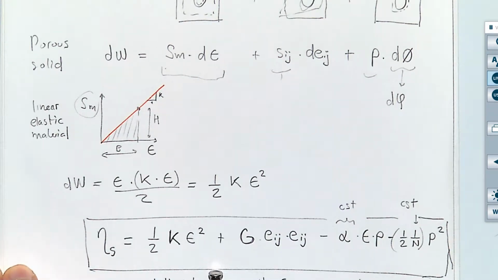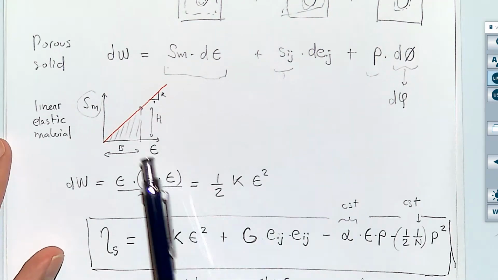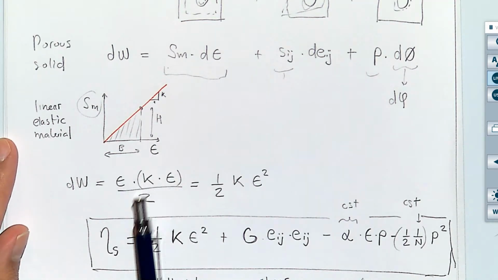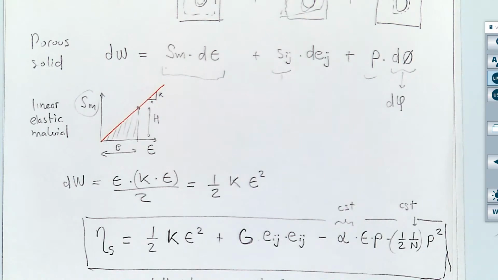And remember that we just did the analogy of strain energy of an elastic solid. If you take the area, this is the energy, and this is the equation. And similar to that, you can do the same for shear and for adding the terms of pore pressure and strain. I'd like you to notice one more thing.